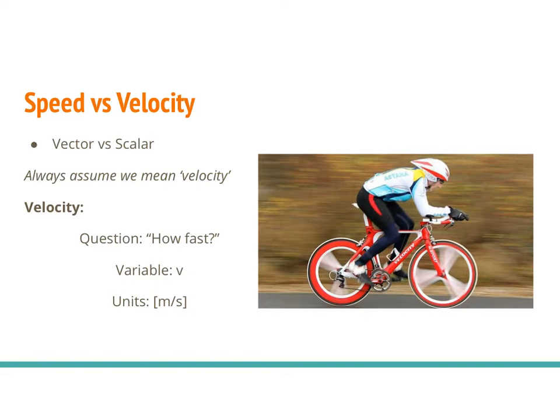The last thing we're going to talk about, and learn how to calculate today, is velocity. Velocity is speed, but it's speed in a certain direction, which is called a vector. Velocity is a vector, and velocity answers the question, how fast is something going? Its variable is v for velocity, and its units are meters per second.